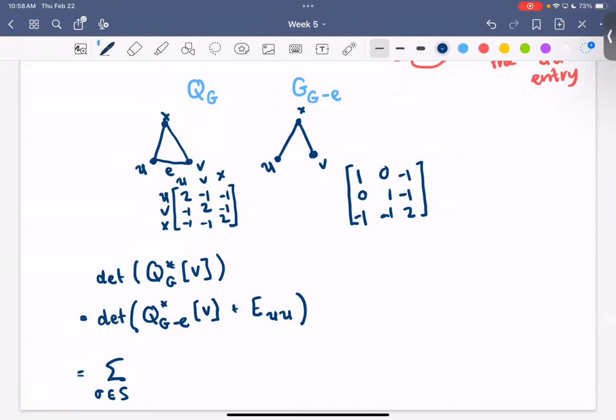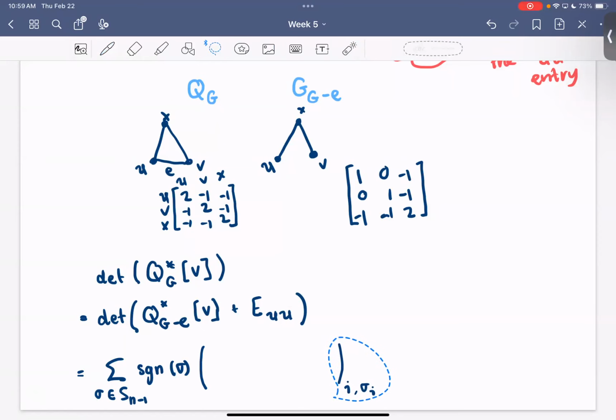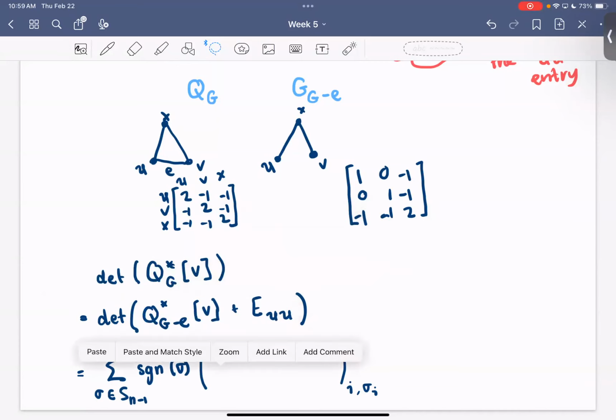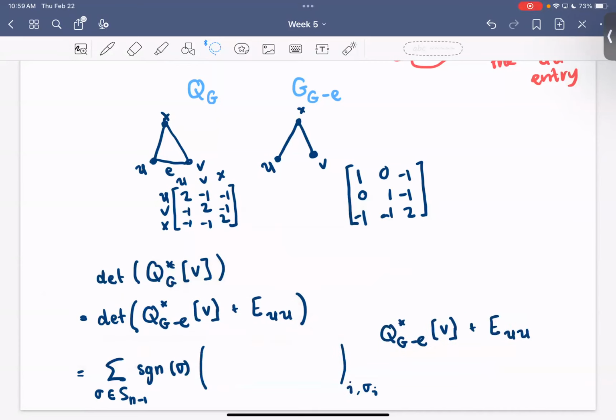So we have permutations. Okay, and then we need the sign of the permutation. And then we need the entry of this matrix corresponding to I comma sigma of I. And I'm just going to copy this. Didn't leave enough room.